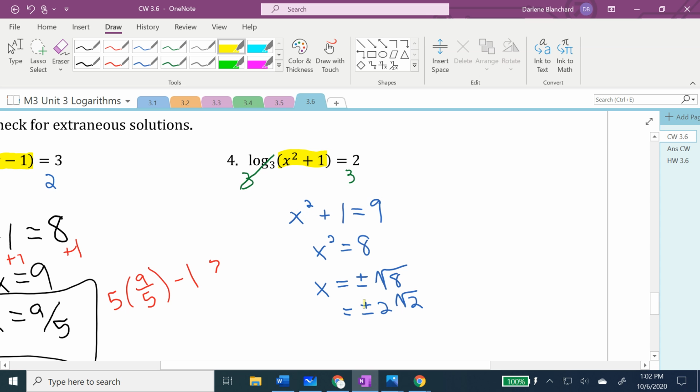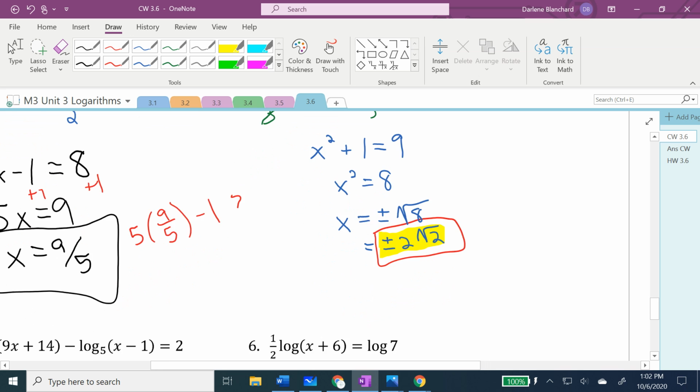I don't have to look at these numbers. Every x that I could possibly put in will make a positive number with x squared plus 1. So I have 2 solutions, and there they are. Yay! Woo! We're logging along.